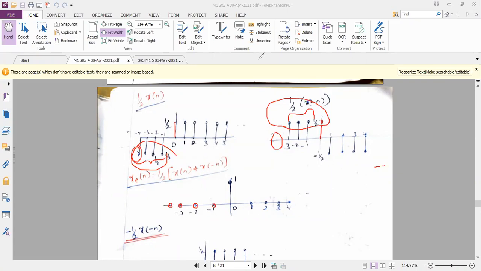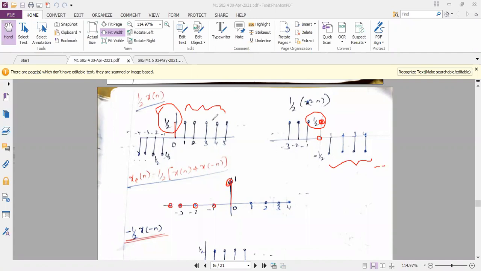Because when we take x of minus n, for all n values other than 0 you will be changing the sign. So at n equal to 0, the sample remains the same. So when you add at 0, it is 1 by 2 and 1 by 2, so the amplitude is plus 1. Similarly, on the right hand side, you can tell just by looking. Plus 1 by 2 and minus 1 by 2 are there, so at 1, 2, 3, 4 the samples are 0.